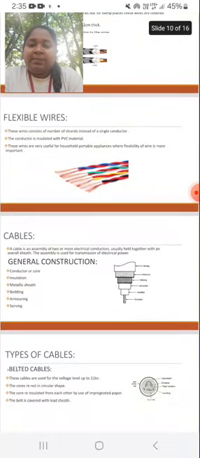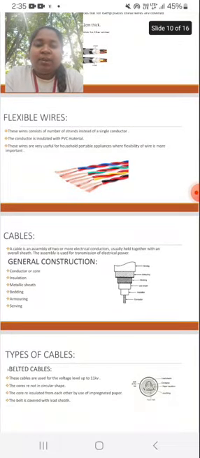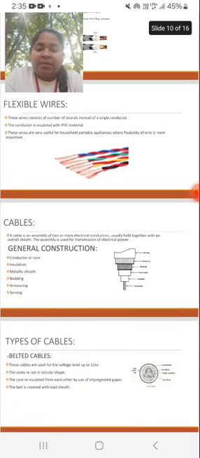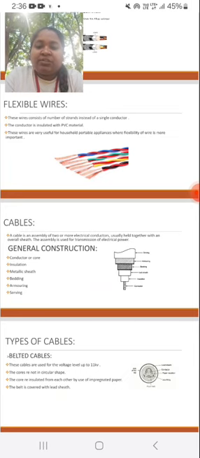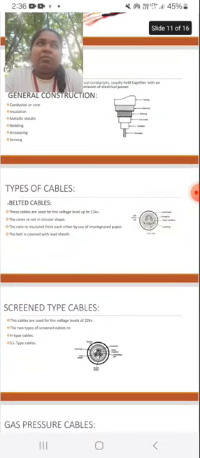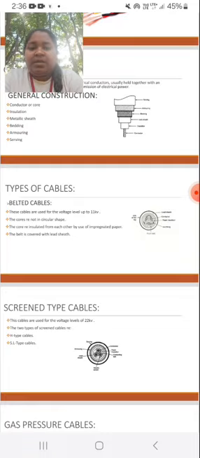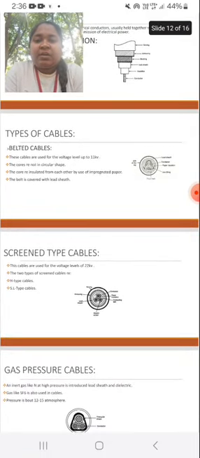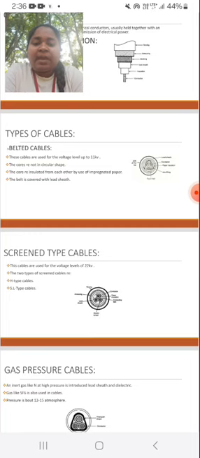Next topic is cables. A cable is an assembly of two or more electrical conductors usually held together with an overall sheath. The assembly is used to transmit electrical power. We can see the general construction of the cable. It consists of core, insulation, metallic sheath, bedding, and serving. There are mostly 5 types of cables, but now we are going to discuss 3 types: belted cable, screen type cable, and gas pressure cables.